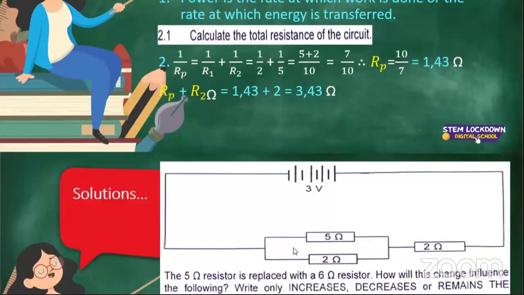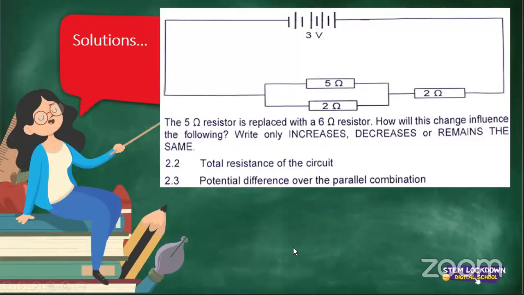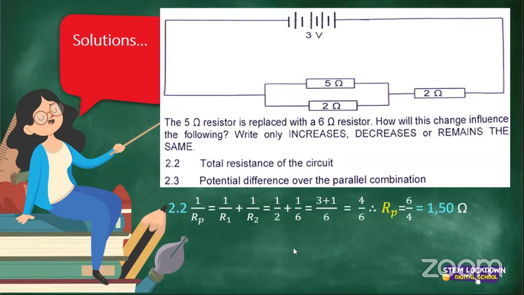Right, let's carry on. Now, the second question was that the 5 ohm resistor is then replaced with a 6 ohm resistor. How will this change influence the following? Right, only increase, decrease, or remain the same? The total resistance of the circuit, the potential difference over the parallel combination. So in here, if we are to calculate the resistance in parallel, now instead of 5 here, we are going to get 6. Then the LCD will be 6.